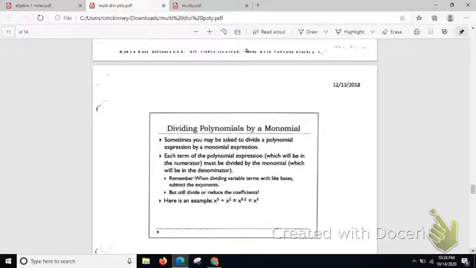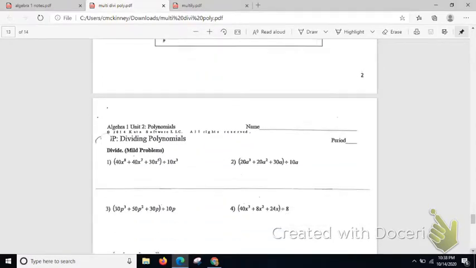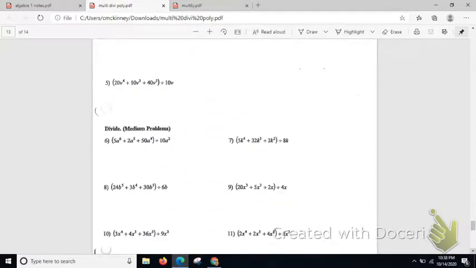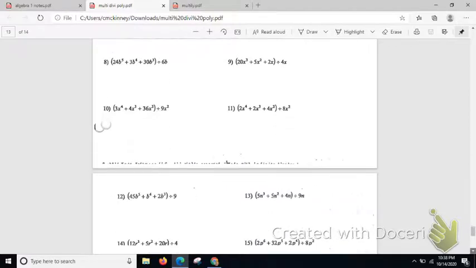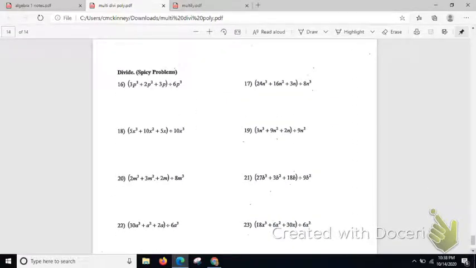I'm going to show you a couple other problems here from my old paper copy, to show you the other kind of things, what happens in a spicy problem as it's worded here.